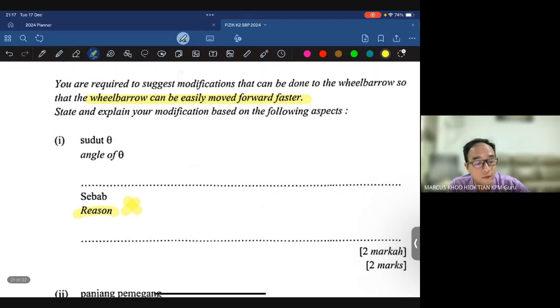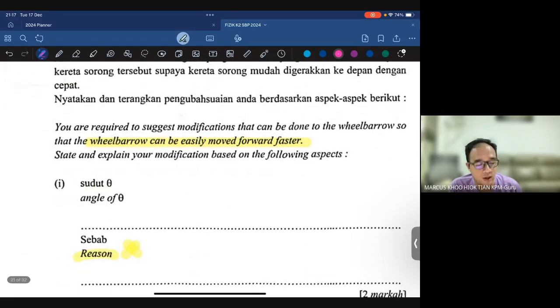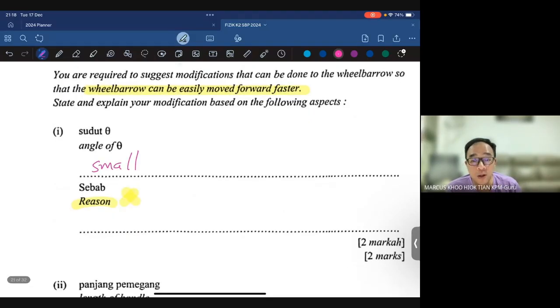Okay, the angle of theta, and this kind of reminds me of when I was doing this class with, was it 5S1, the one that we asked Chung Yi Chen to go on the wheelbarrow. Okay, anyway, so the angle, yeah, the angle must be small. Oh no, I think that was so traumatic. Okay, anyway, the angle must be very small.